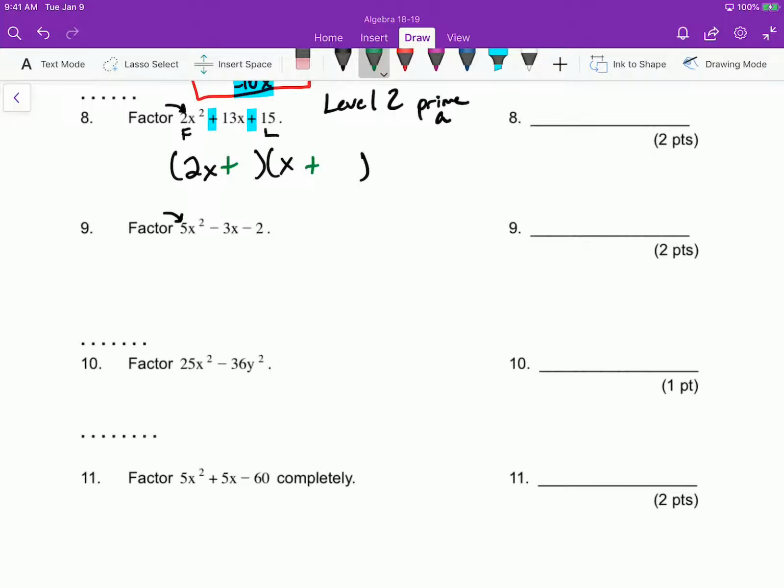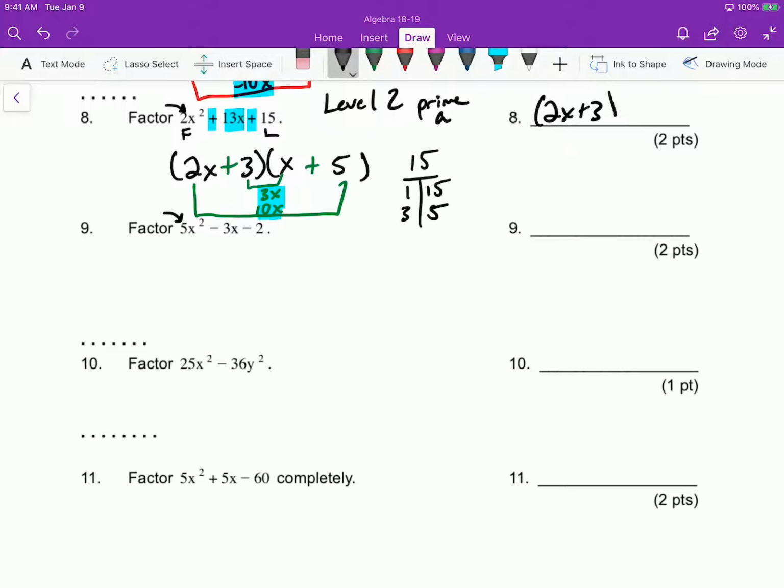So now I just got to find the winning combination that would give me 15 on the end and 13 in the middle. Well, 15 still, there's only 2 options. Okay, but now it'll matter where I put the 3 and the 5. So let's try putting the 3 here and the 5 here. And let's check our outers and inners. So these would be both green because they're positive. So that would give me positive 10x and positive 3x. And ding, ding, ding, right off the bat. Gotta love when it's positive. We got our 13. So our final answer is 2x plus 3 times x plus 5, or vice versa.